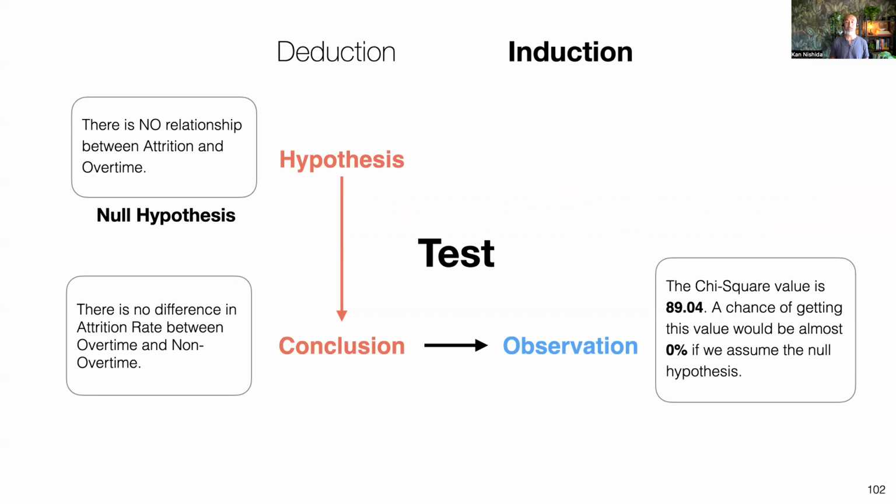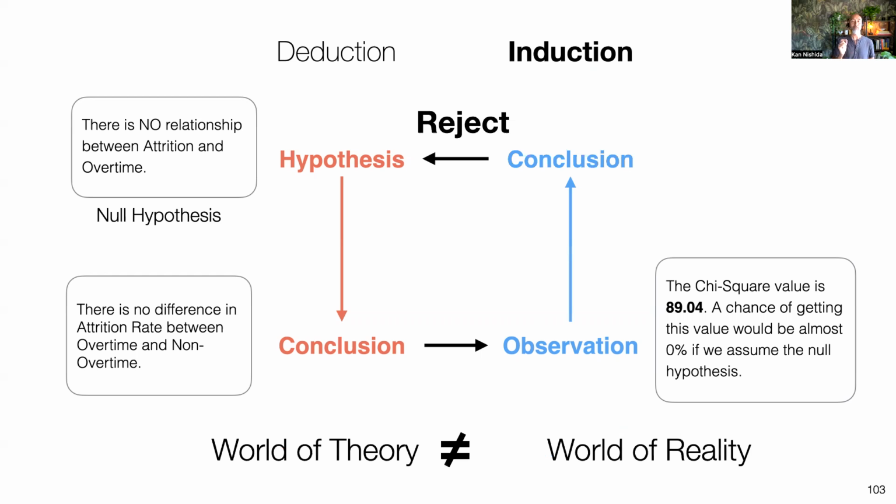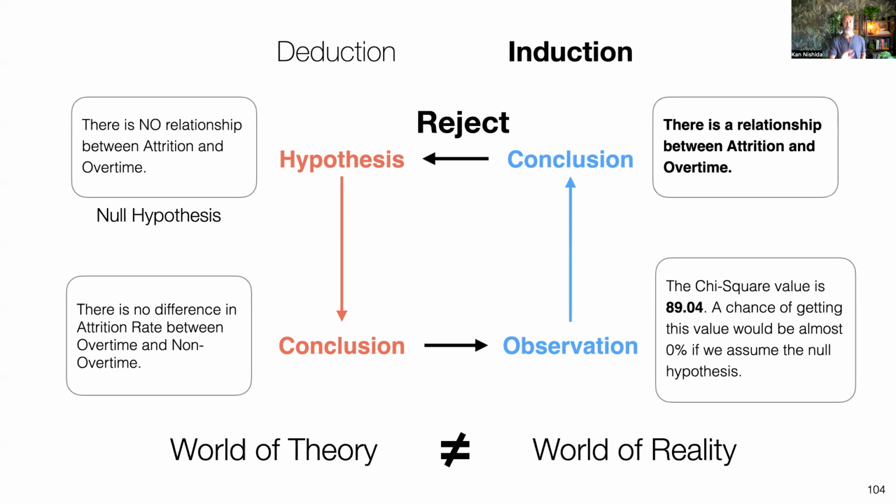And the chance of getting this value would be almost 0% if we assume the null hypothesis. But it's not 0%, it's happening. So therefore we can reject the null hypothesis, because we started with something wrong. The world of theory on the left-hand side and the world of reality on the right-hand side are not consistent. So we reject the null hypothesis. And if we reject the null hypothesis, that means the opposite, right? So that means there's a relationship between attrition and overtime.